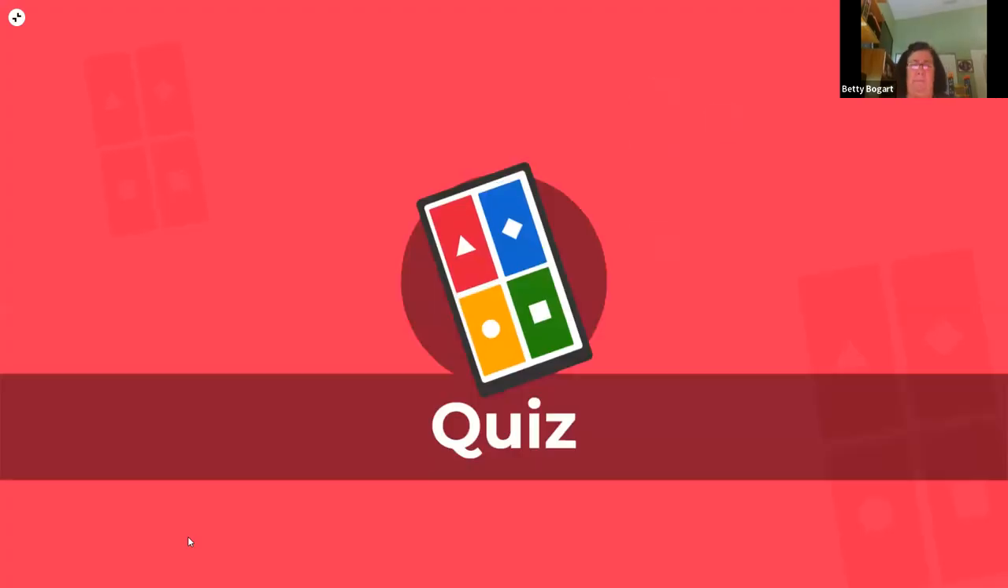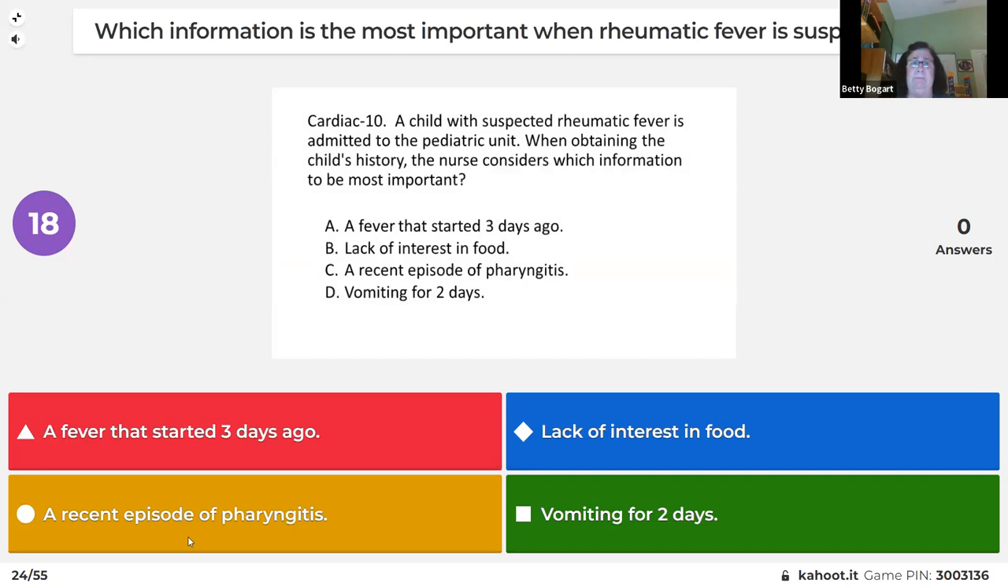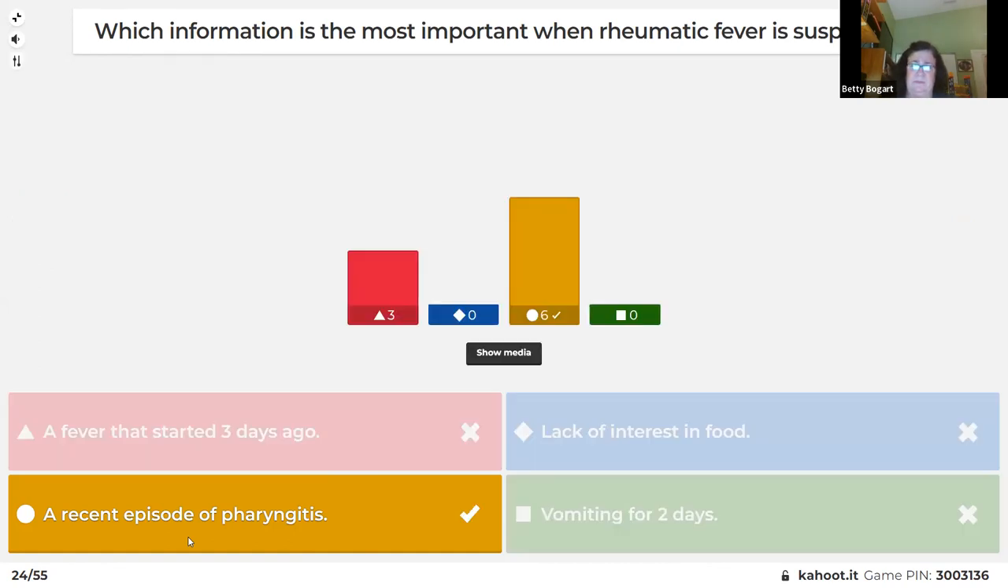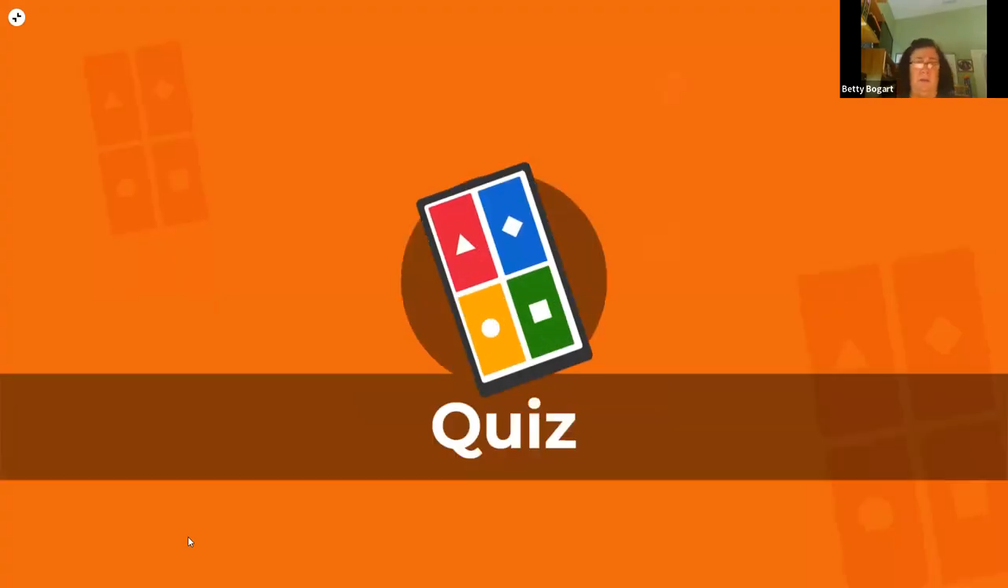They need to understand. Which information is the most important when rheumatic fever is suspected? So you're seeing all the signs, you're going to see the joints, you're going to see the fever, you're going to see falling and tripping, and not walking well. First thing you're going to ask, have you had a sore throat recently? And it's usually within 2 to 3 weeks and you start seeing these signs and symptoms. Because what does rheumatic fever do when it's not treated? It's going to destroy valves. And usually it's the mitral valve that it likes to destroy. And then you need open heart valve surgery.